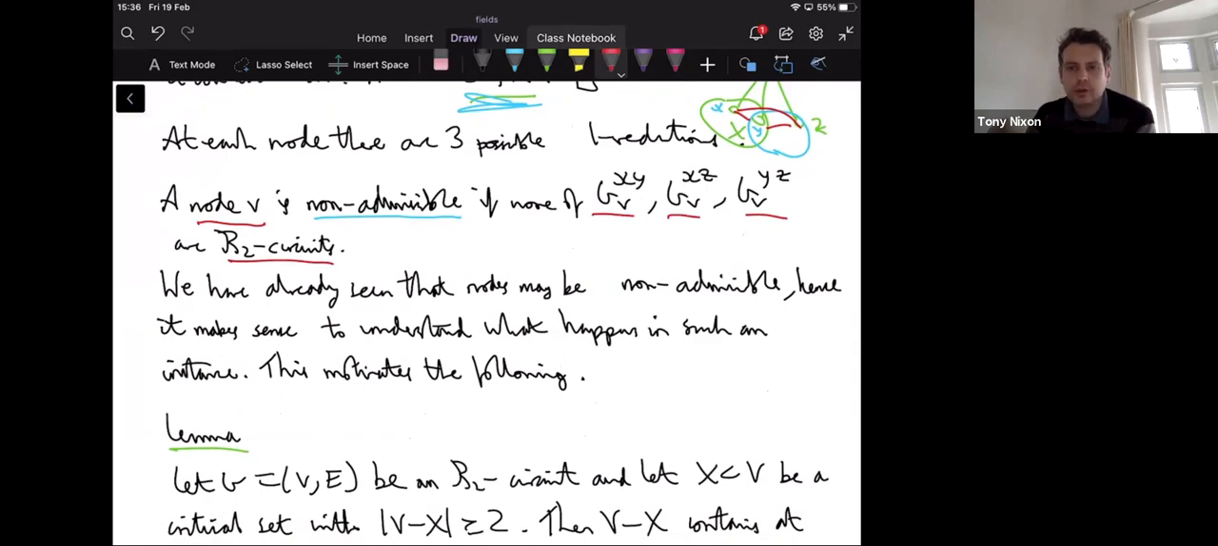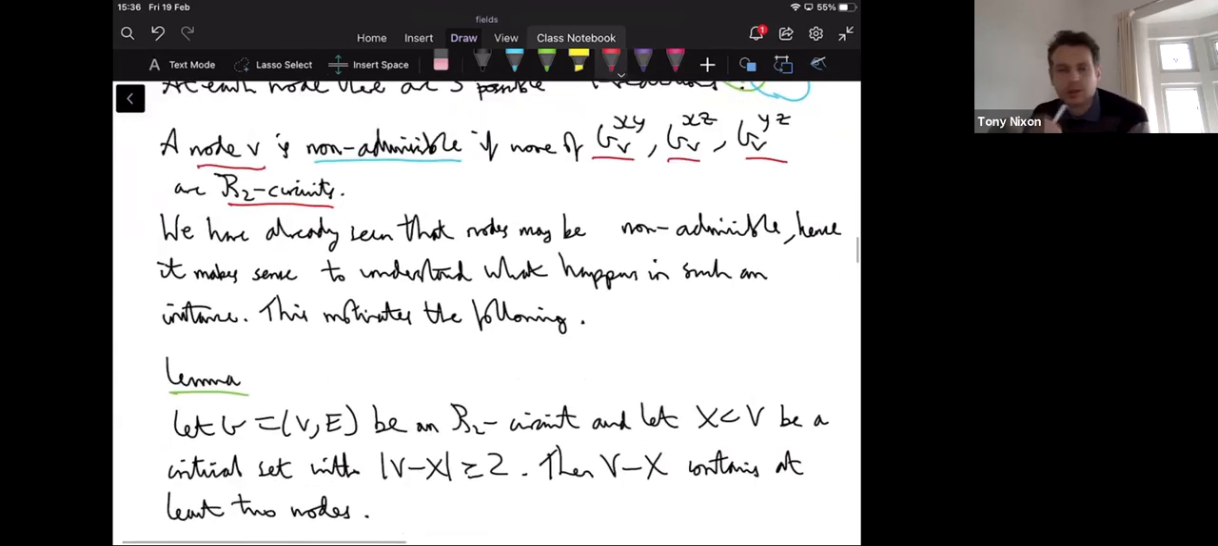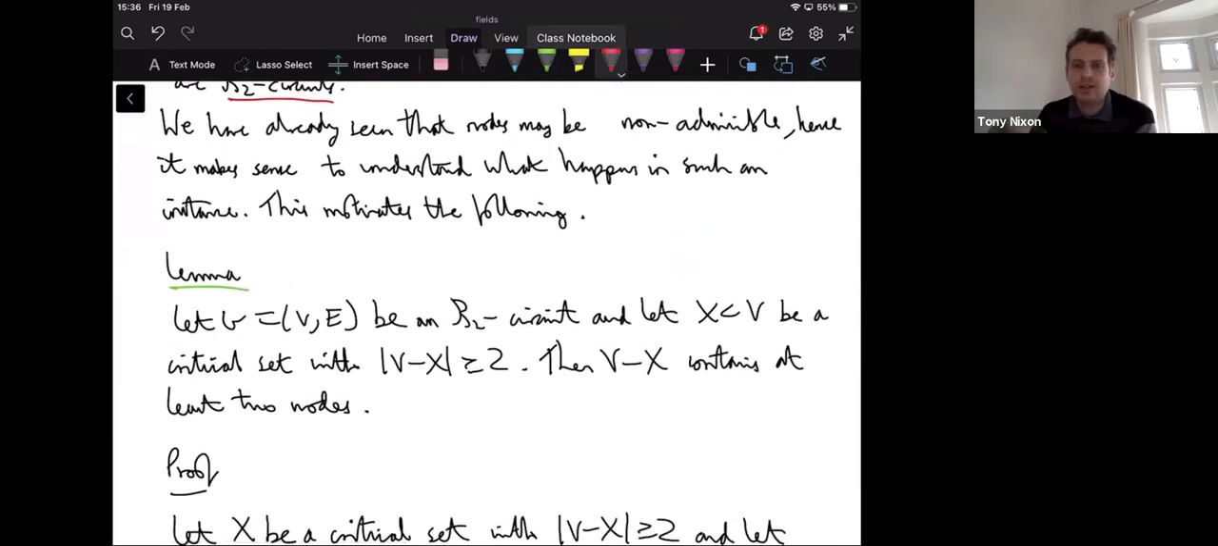So it may be that some node is non-admissible. We need to look in the rest of the graph and use the structure that non-admissibility gives us, these critical sets, to find some vertex that is admissible. And we're going to need to use free connectivity at some point along the way. We know that from the non-free connected counterexample.